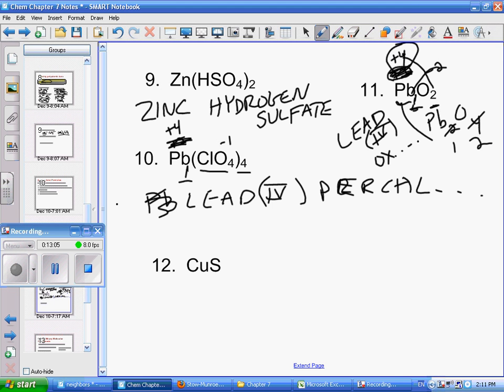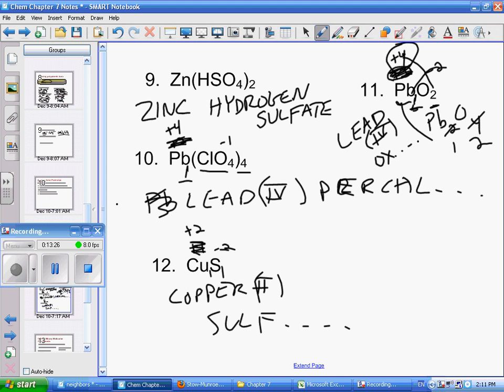Same thing goes down here. Different argument. I can have copper 1. I can have copper 2. But I can only have sulfide, which is negative 2. This will give me a 1 to 2 ratio. That can't be that because it's a 1 to 1 ratio. So plus 2 minus 2, this has to be copper 2 sulfide. Okay? Hopefully that helps.